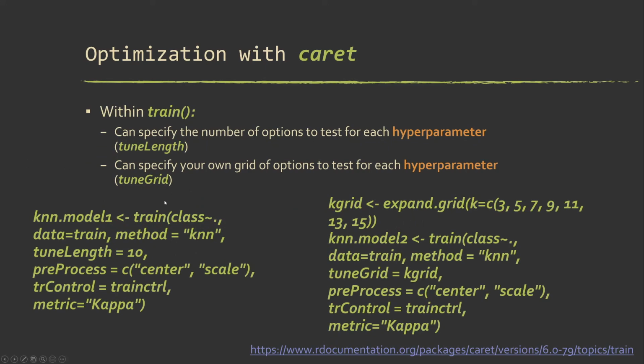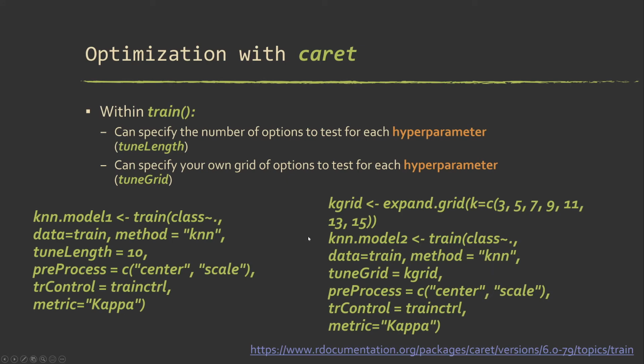So here I'm training a KNN model. So here's my formula, the data I'm using, the method is KNN. This tuneLength parameter, I basically am telling it try 10 different values of K. It's just going to pick those itself. And then I'm giving it my trainControl, so it knows to use 10-fold cross validation. And it's going to return the model. The best model is the one with the highest kappa statistic. This is a multi-class classification.